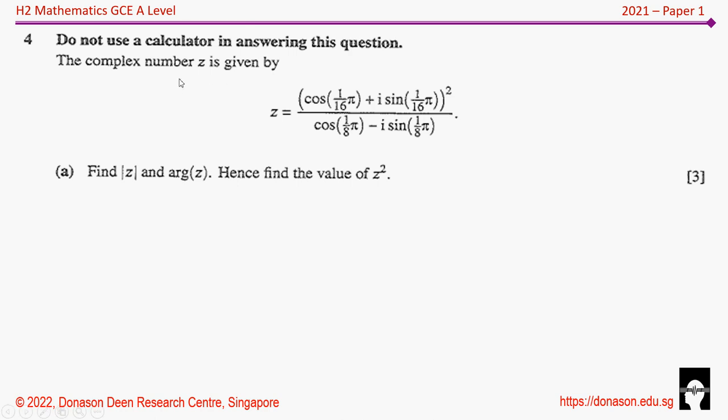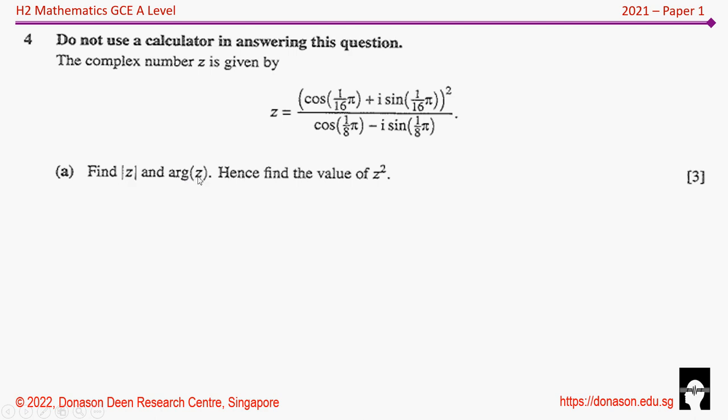The complex number z is given by z equals cosine of 1/16th of a pi plus i sine 1/16th of a pi, and the whole thing is squared, divided by cosine 1/8 of a pi minus i sine 1/8 of a pi. So the question says find the modulus of z as well as the argument of z.